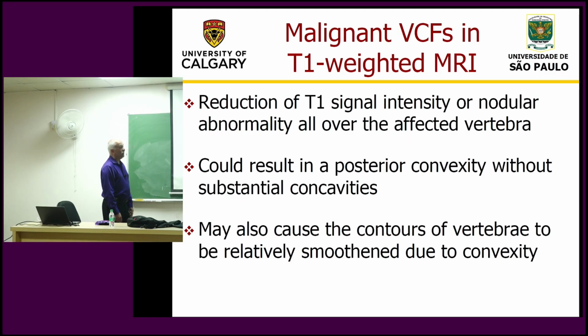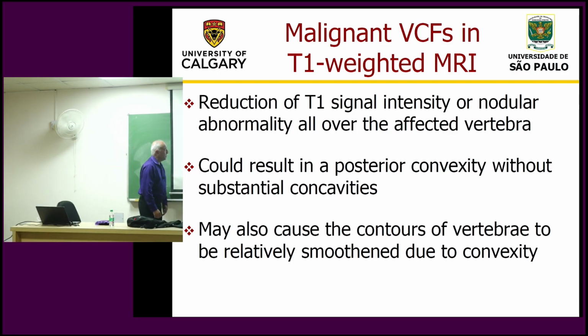So, very rough shape. Again, in general, not every one of them. In the case of malignant VCFs, again in T1 MRI, there is reduction of T1 intensity or nodular abnormality all over the affected vertebra. So the entire vertebra has loss of bone density, and there could be some little nodules inside. Could result in a posterior convexity without substantial concavities. I'll show you that. Posterior meaning towards the back, there could be a bulge. The others, normally it's like a rectangle or a square, sharp edge. But in the case of malignant VCF at the back, there could be a curving outward, convex.